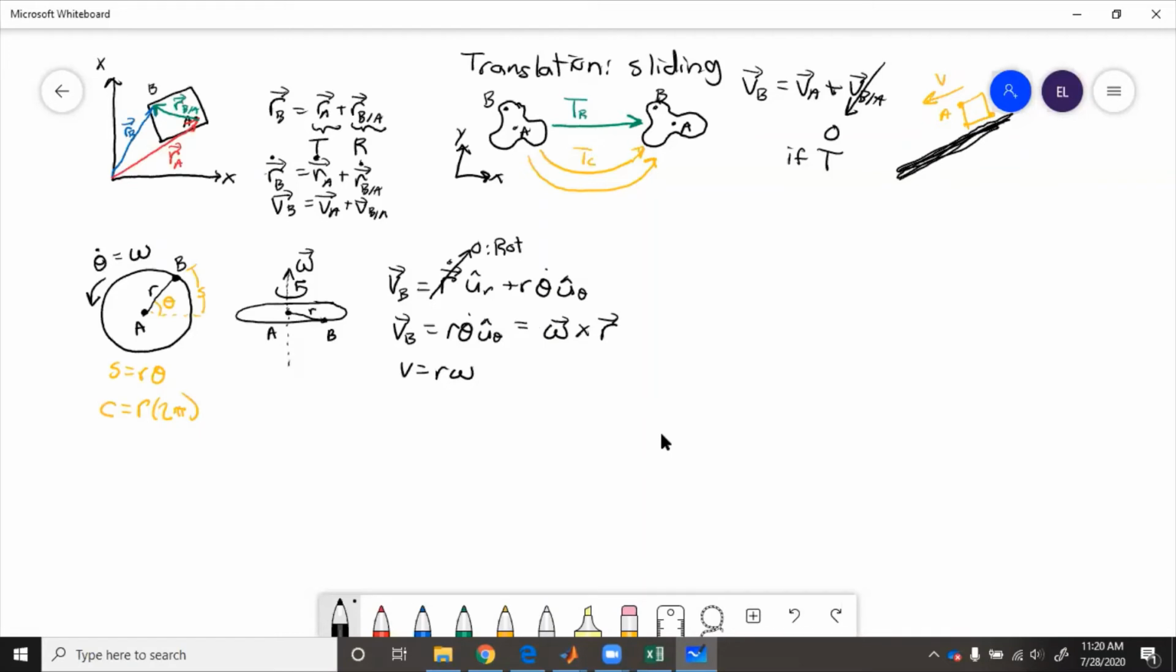Now, if we have this being X, this being Y, then here is going to be the K hat. So the Z points out of the page. If X goes to the right, Y goes up, Z goes out of the page. So omega is always going to be in that Z direction for this type of planar motion. Something spinning in a plane, omega is in Z. If it spins clockwise, omega is going to be negative Z.